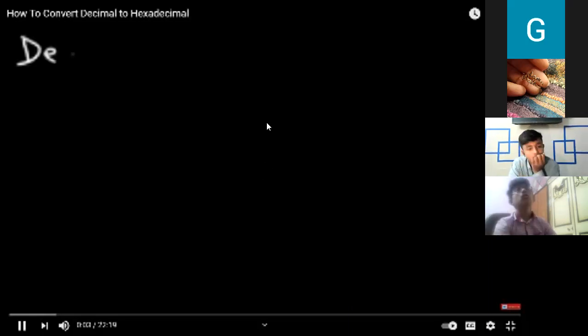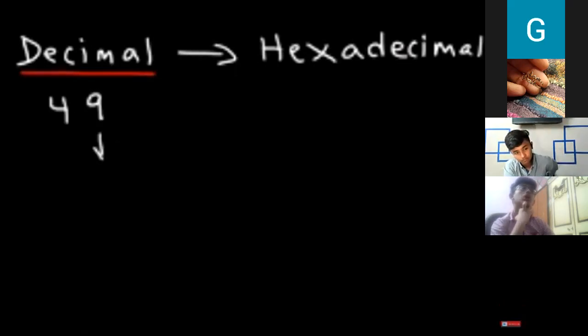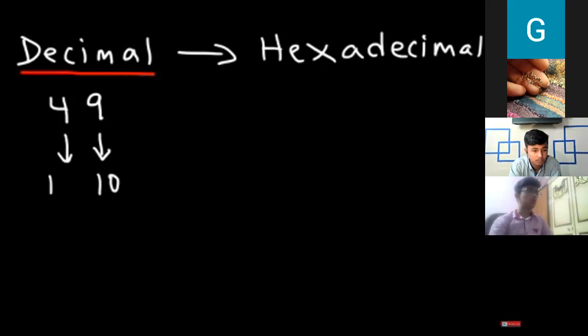How to convert a decimal number to a hexadecimal number. So how can we do this? Well, first you need to understand that the decimal number is based on a base 10 system. For example, let's say we have the number 49. The first digit can be anything from 0 to 9: 0, 1, 2, 3, 4, 5, 6, 7, 8, 9. And the same is true for the second digit. We have 10 options to choose from. So the decimal system is a base 10 numbering system.